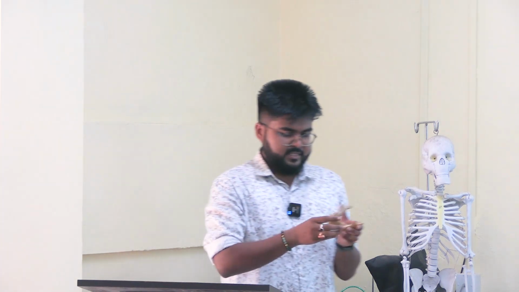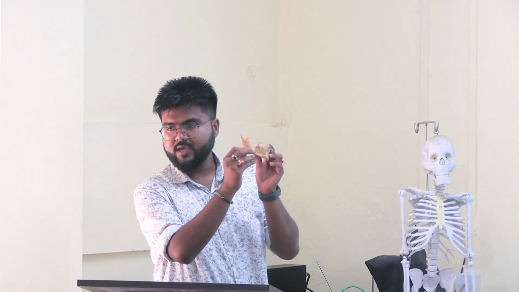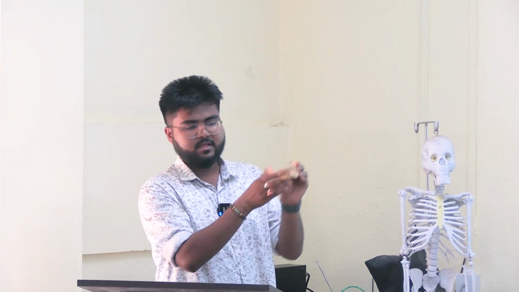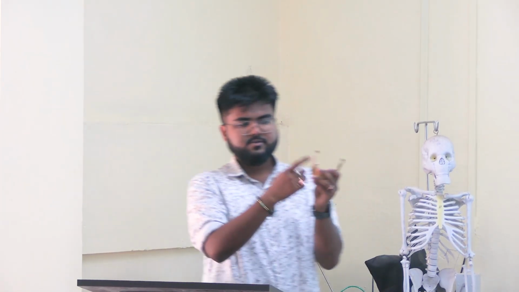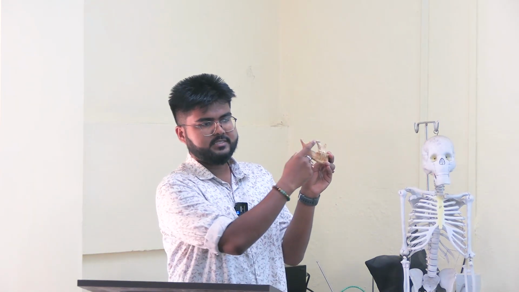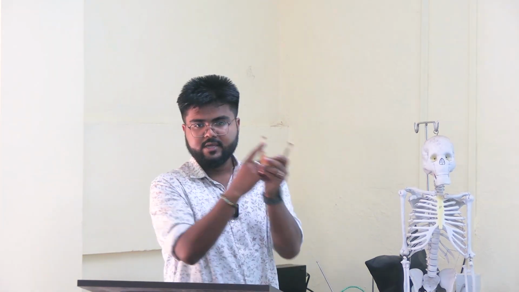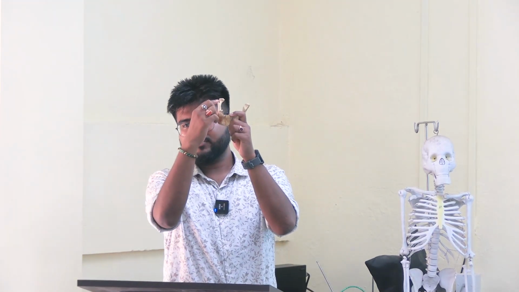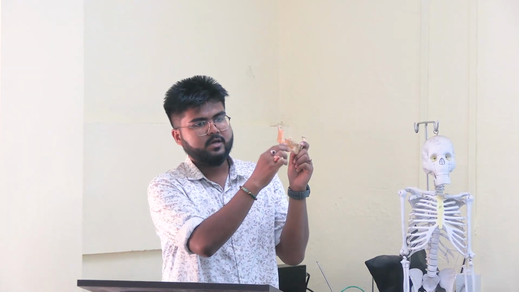Next, this is the ramus, which is vertically present. The ramus is quadrilateral in shape, meaning four borders are present. This is the anterior border, the posterior border, the inferior border, and the superior border. Always remember the upper part of the anterior border is free, but the lower part is continuous with the body of the mandible.